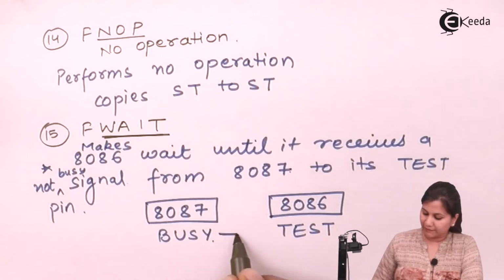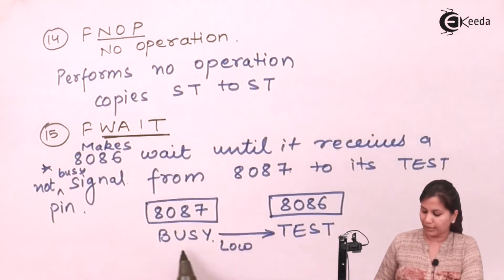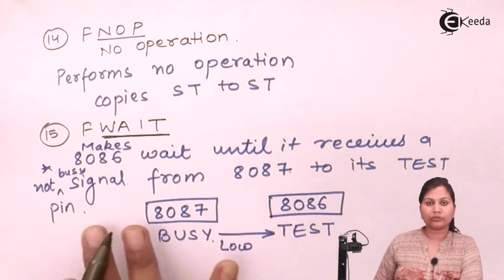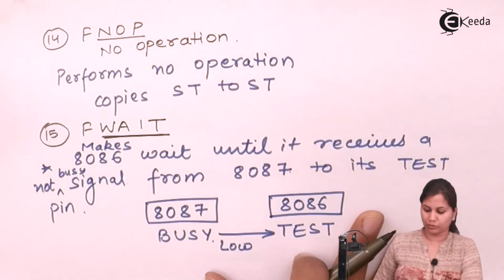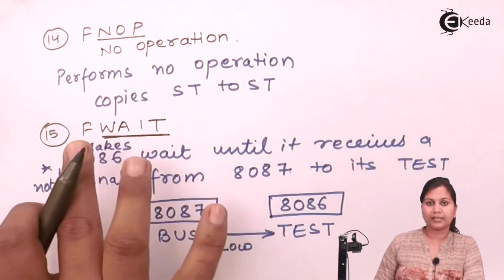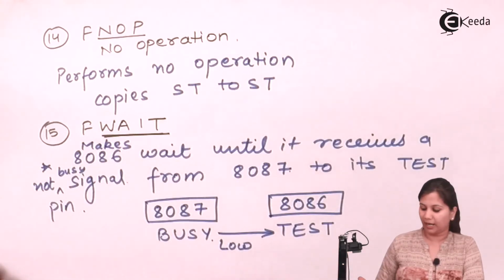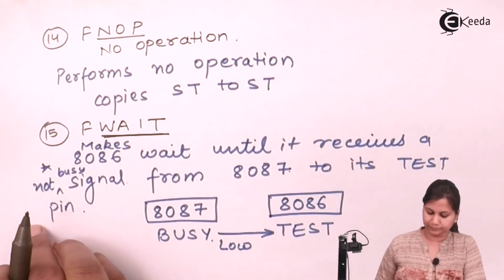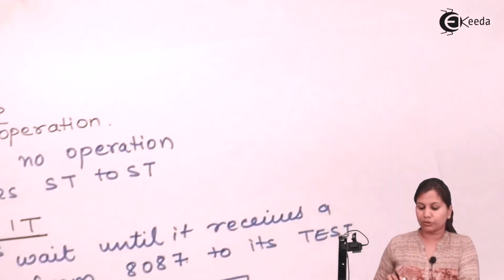So when 8087 sends a low signal at the busy line to the test pin of 8086, it means that now they can communicate with each other. Okay, so this instruction makes the 8086 wait until this busy line is low. So these are the processor control instructions present in the 8087 coprocessor. So let's summarize these instructions, the processor control instructions in 8087.